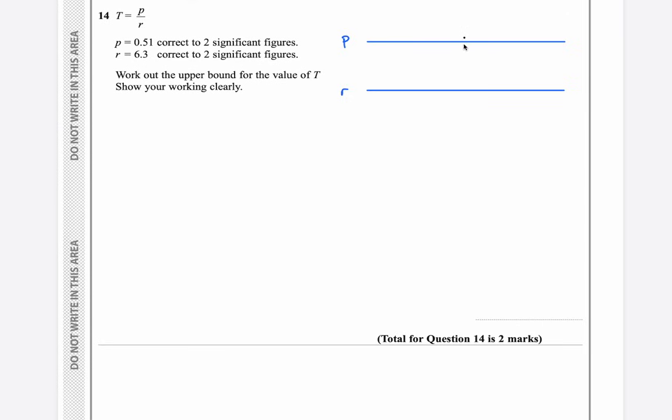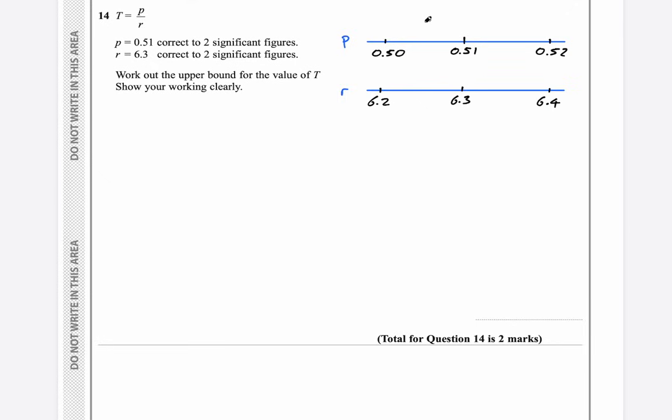And we say P is 0.51. Well, it's rounded to 0.51 to two significant figures. So the next one up that it would round to would be 0.52. The next one down here would be 0.50. R is 6.3. Then up here would be 6.4, and down here would be 6.2.